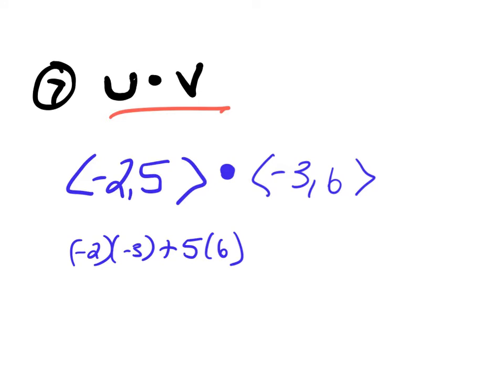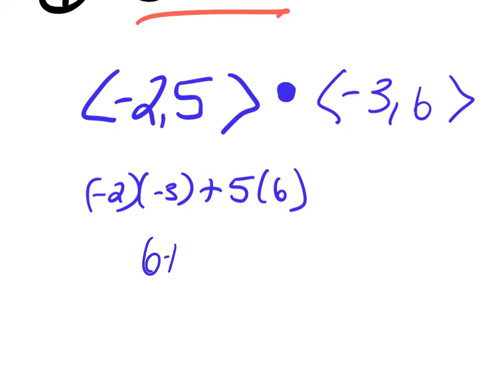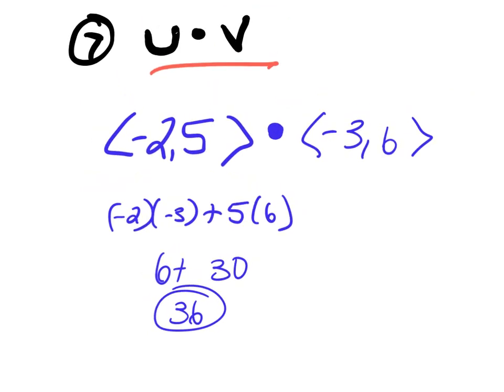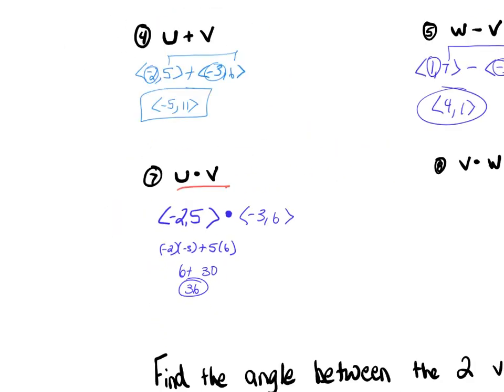If I don't see work and all I see is answers, you're not getting credit. You have to show me that you know what you're doing. At this point, I don't need you to show me that you multiplied. You can just say 6 plus 30, and your dot product is 36. But do you see how you have a solid one answer? Yes or no? It's not going to be written as a vector. It's just a number.